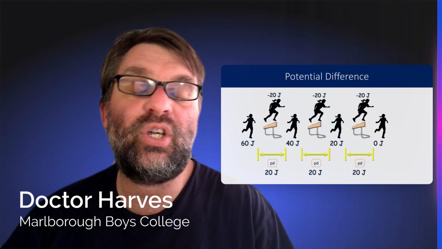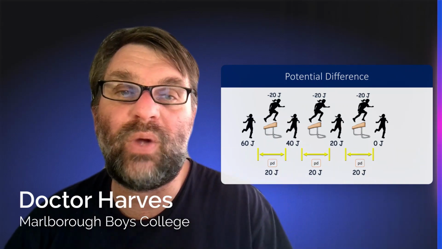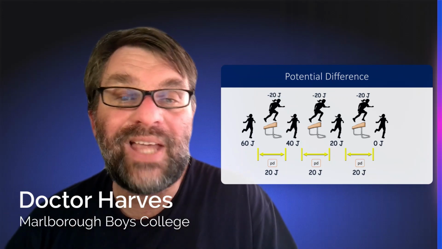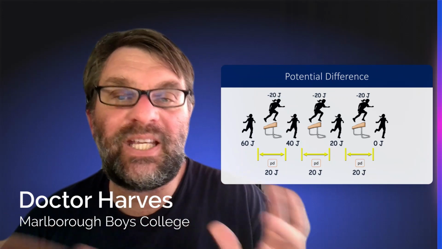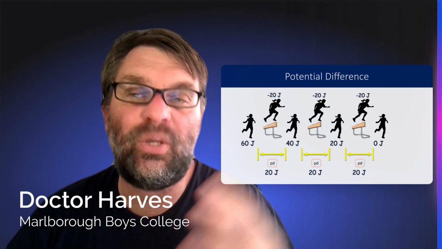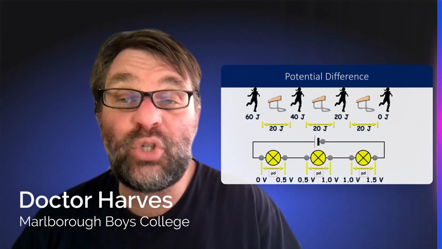And then finally, she jumps again, the final hurdle, and that is transferred into another 20 joules of different forms of energy. So now she has 0 joules at the end. And so you can see the potential difference as she jumps across each hurdle is 20 joules of energy being transferred into other forms. So this is very similar to a circuit.